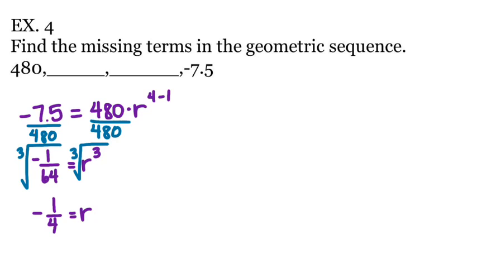So then I can use the common ratio to multiply by 480 and fill in those next two terms in the sequence. So 480 times negative 1/4 is negative 120. Negative 120 times negative 1/4 is 30. And then to make sure, I could do the same: 30 times negative 1/4, and that would equal negative 7.5.